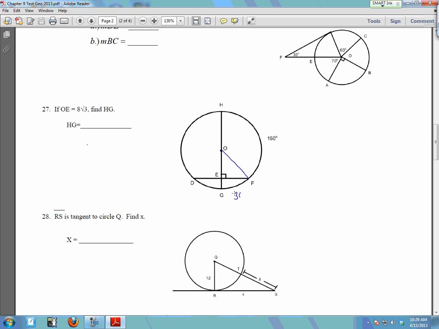If the intercepted arc G to F is 30, then this angle here is 30, making this 60, and you know O to E is 8 radical 3. The side that's always across from 60 in a special right triangle is n radical 3. So when I compare these, n is my 8. N goes here, and then the hypotenuse of this right triangle ends up being 2n, so that's 16. So I've got a radius that's 16. When I look at HG being the diameter, and you know it's a diameter because it goes through center O, if the radius is 16, the diameter has to be twice that, so it's 32.